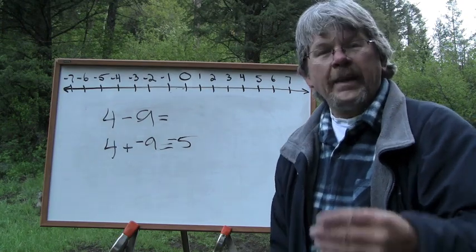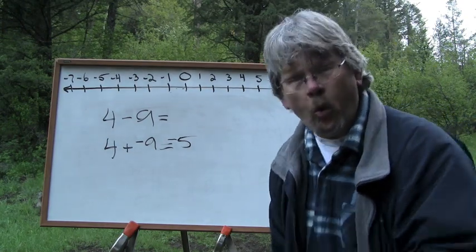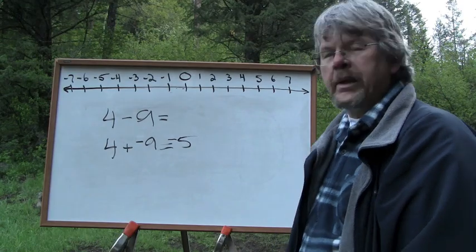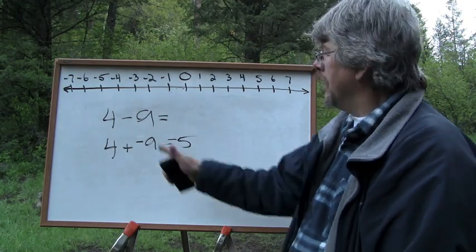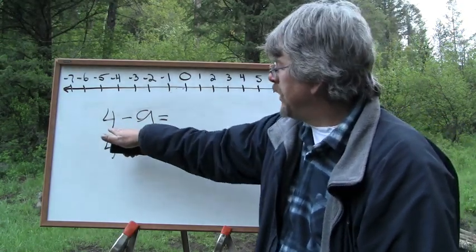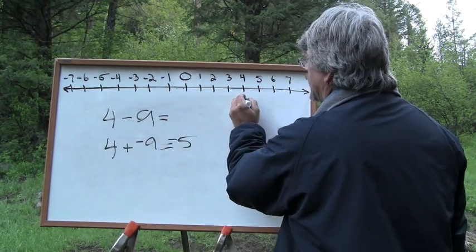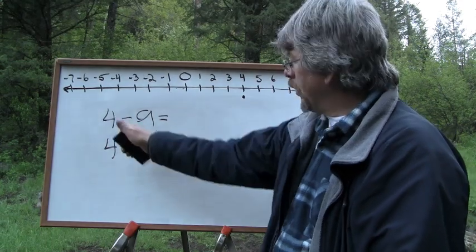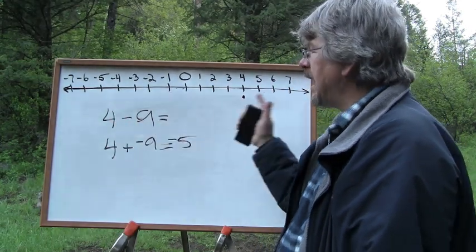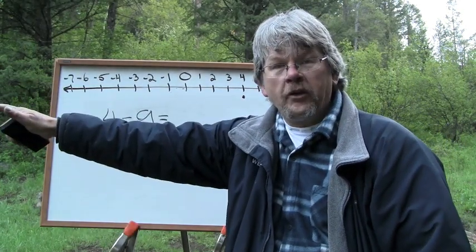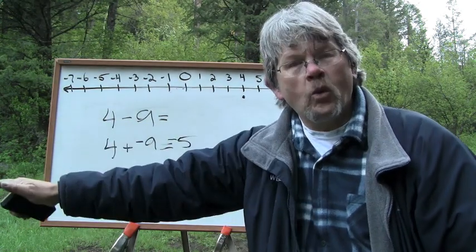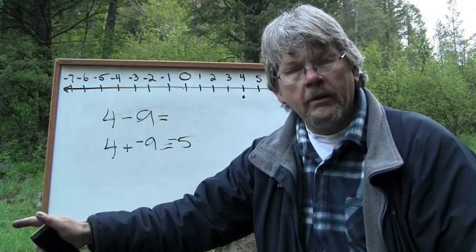The number line helps us see why. This is the beauty and power of this number line. This problem says we begin with 4. We start here, 4. Subtracting 9 goes that way to the left. We are taking away, so it's going smaller.